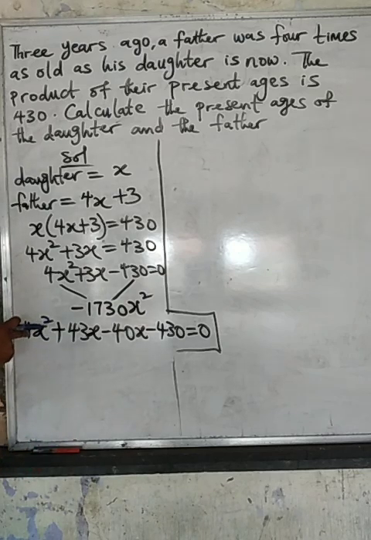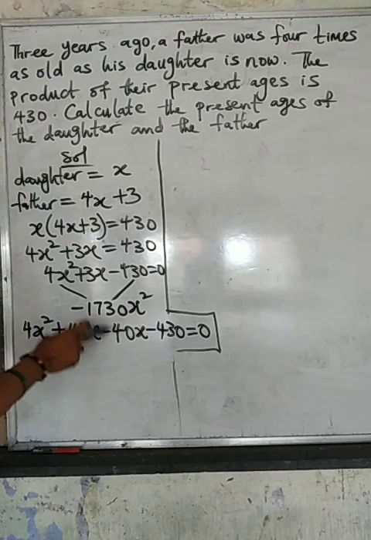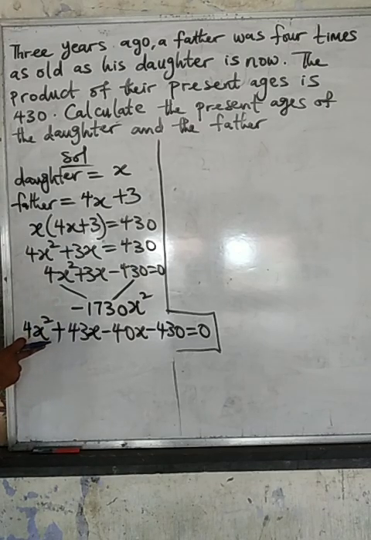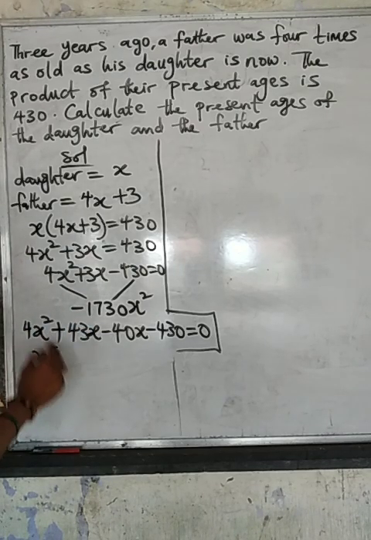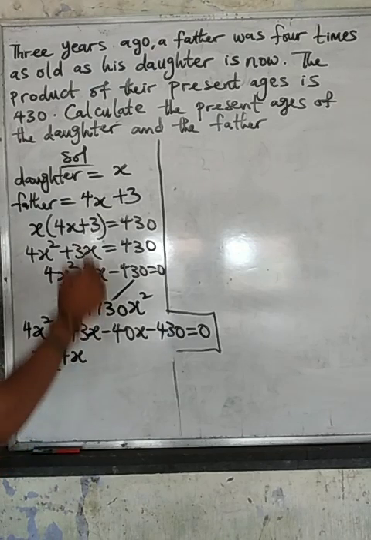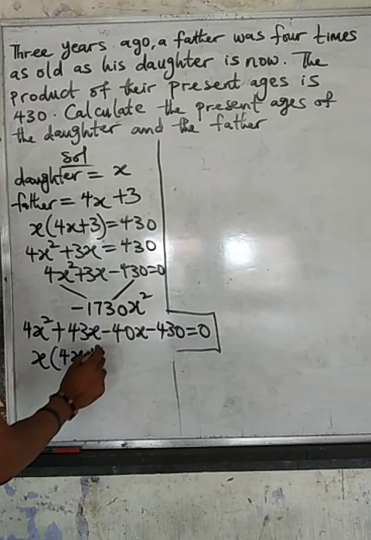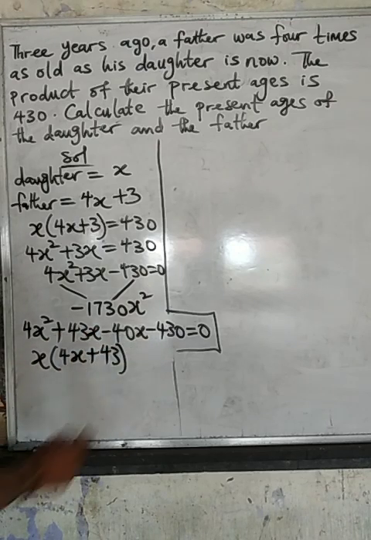So we now check what is common between 4x squared and 43x. 2 goes here, 2 does not go here. 4 goes here, 4 does not go here. So we have only x to be common between the two. So we have x to be outside. 4x squared divided by x will result to 4x. As for this, x will cancel x. You are going to be left with 43 for this side.